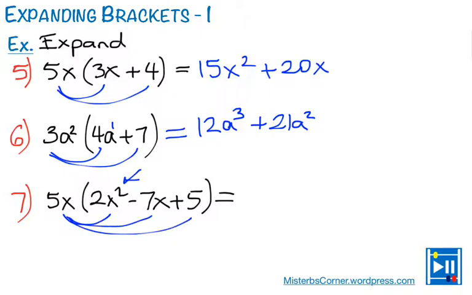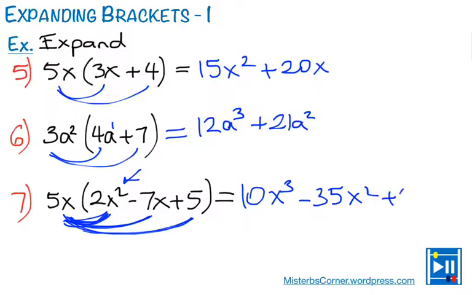So it's 5 times 2, 10, x times x squared, x cubed. This one, right? 5 times minus 7 is minus 35. X times x is x squared. And the last one, 5 times 5 is 25. And there is no x term in here, so it's going to be 25x only. This is how I expand these brackets.